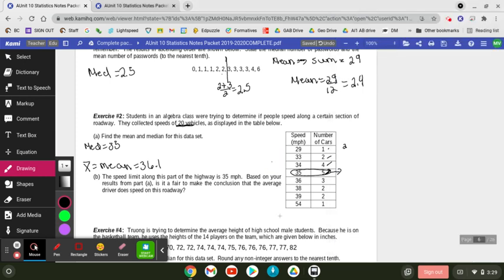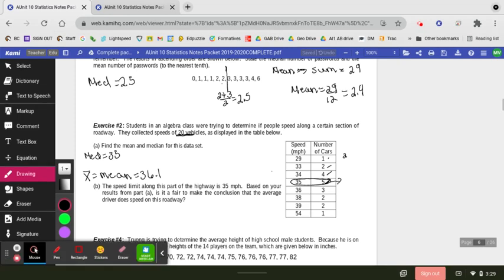So now to continue. The speed limit along this part of the highway is 35. Based on your results from Part A, is it fair to make the conclusion that the average driver does speed on this roadway? So it's not fair to say the average person drives. It's that you would say half do. The other half do not. Because we have an equal number above and below 35.